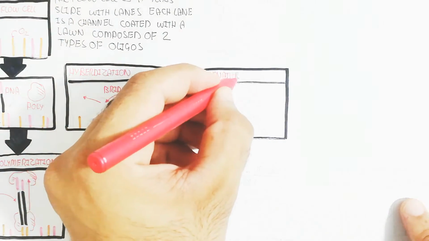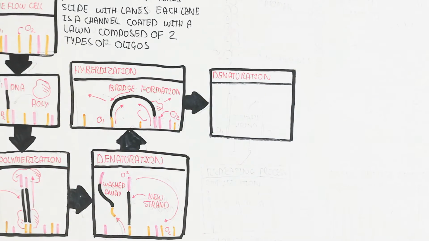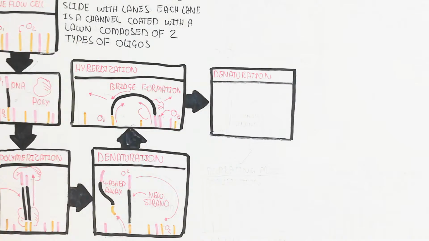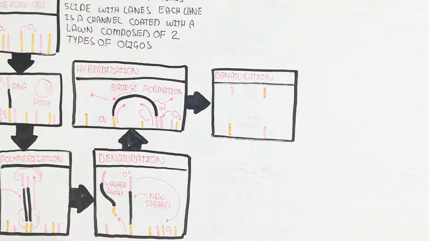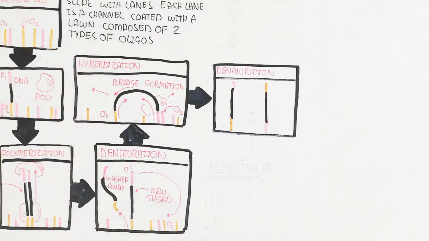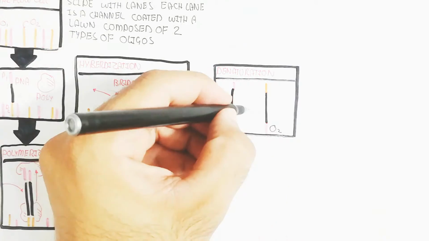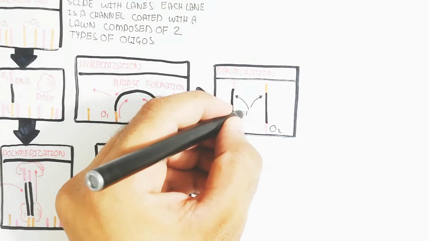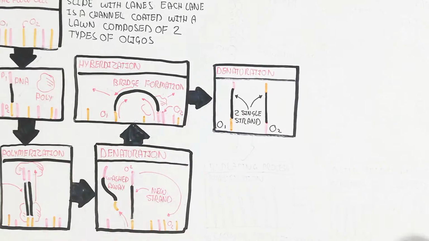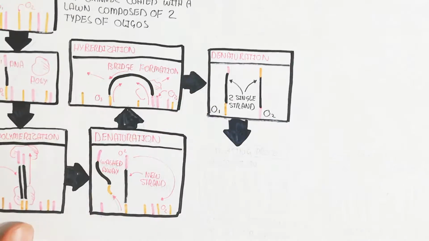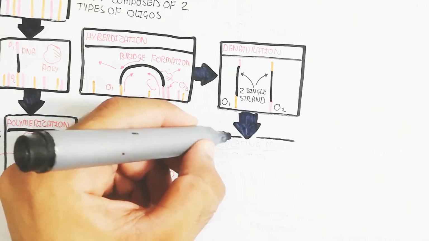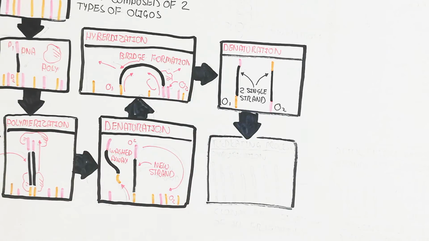After this denaturation, the two single strands will be separated, and after the separation of the two single strands, the repeating process of amplification will occur again and again in cycles, and the clonal amplification of all fragments will occur. But one will bind with the oligo 1 on the surface of the flow cell, while the other will bind with the oligo 2.